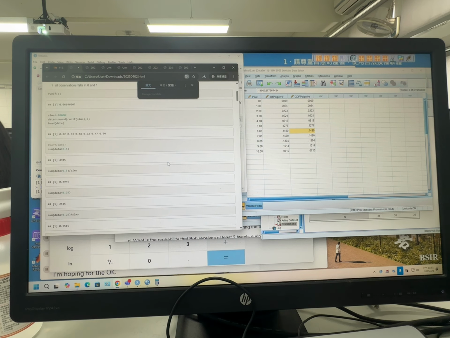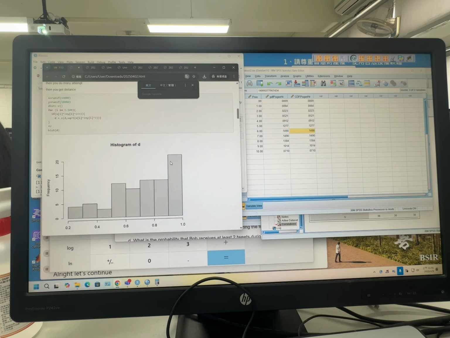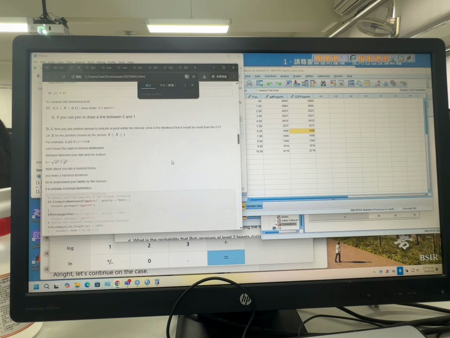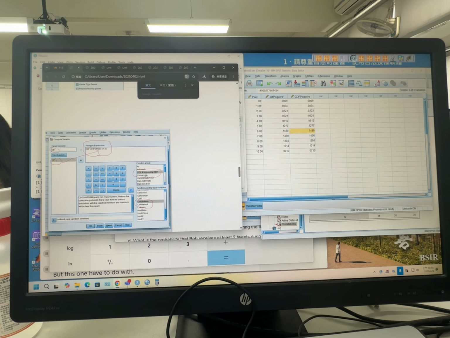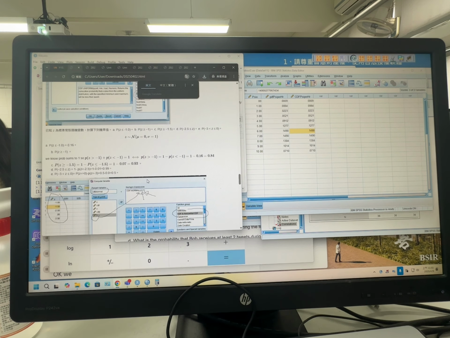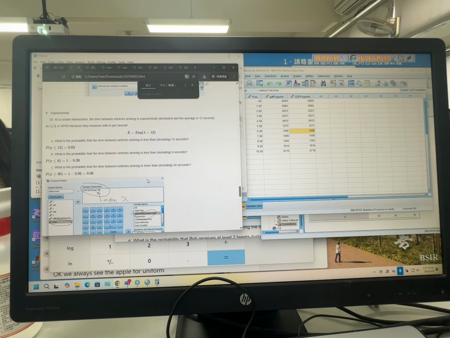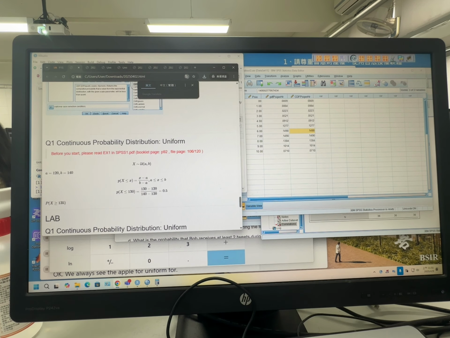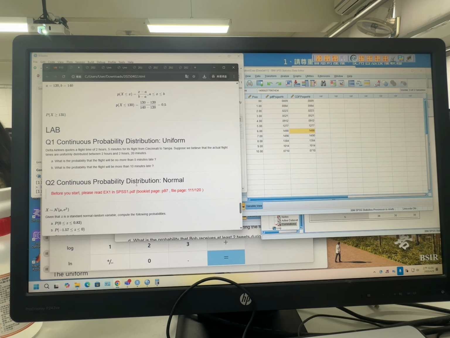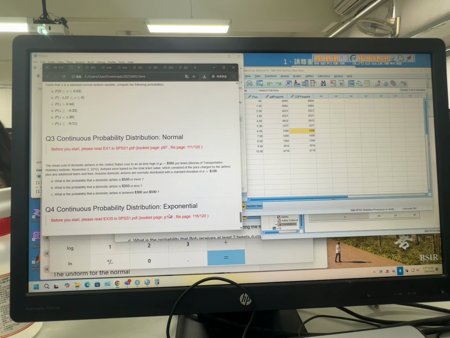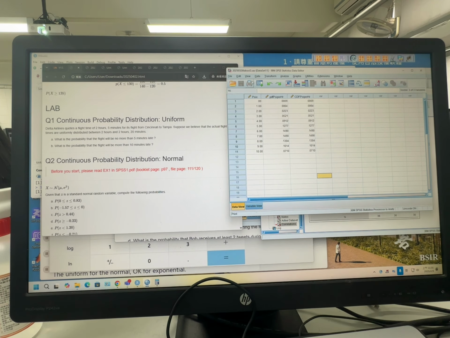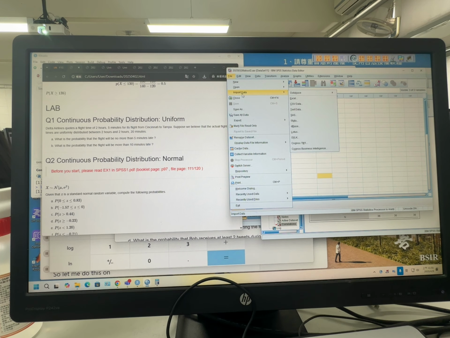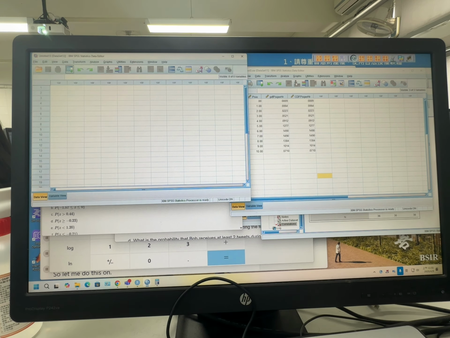That's a continuous case, but this one we have to do the same thing, but this one we always do CDF. We always do CDF for the uniform, for the normal, for the exponential. So let me try this on the new one.